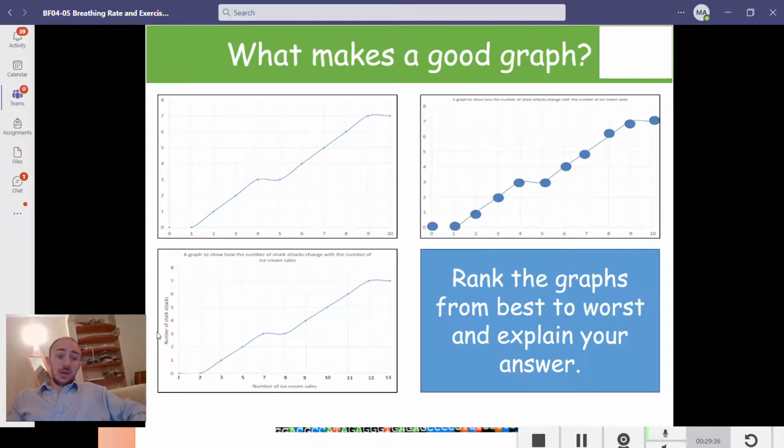Now, all of these are bad because they are all using a bad line of best fit, and whenever you do a line of best fit, it doesn't need to go through all the points. It should be a single straight line or a single curve, not this kind of up along thing. That's no good.